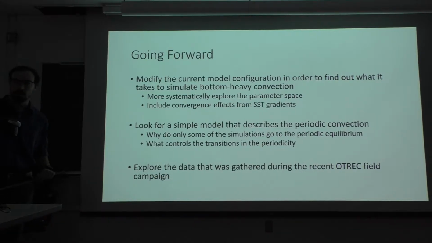Going forward, what we need to do is to figure out what makes this periodic, or to figure out what we need to do to the model in terms of modifications to actually observe the bottom-heavy convection that we expect to see, that we see in GCMs and reanalysis and in the data. To do this, we're going to more systematically explore the parameter space, especially the thermodynamic profiles that we are using in these models, as well as eventually getting to a place where we can include the convergence effects due to the SST gradients.